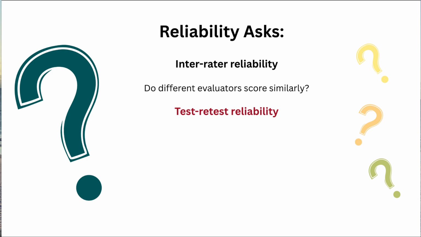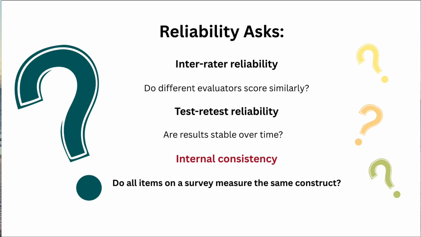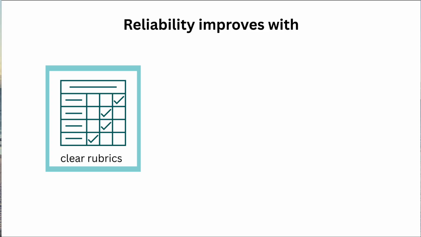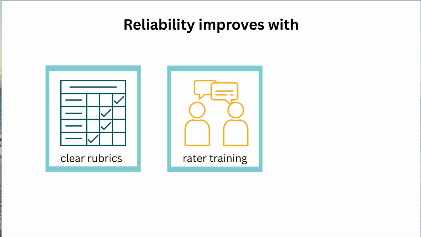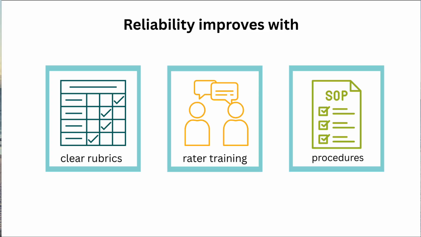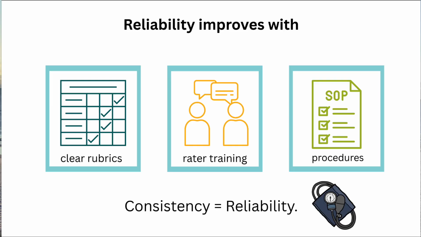Next is test-retest reliability. This is where we ask if the results are stable over time as more students test and retest. Lastly, we have internal consistency. This is where we ask if all items on a survey measure the same thing. Reliability improves with clear rubrics, rater training, and standardized procedures. Think of it as a calibration, like ensuring each blood pressure cuff reads the same.